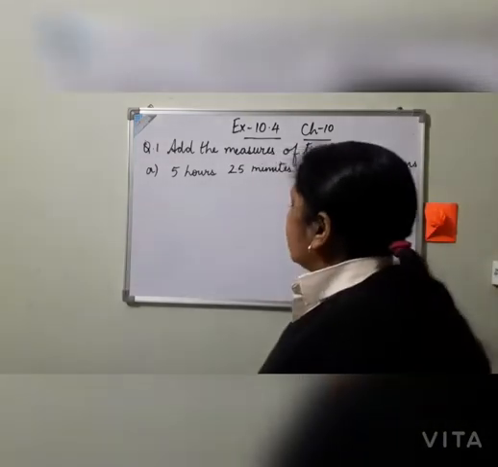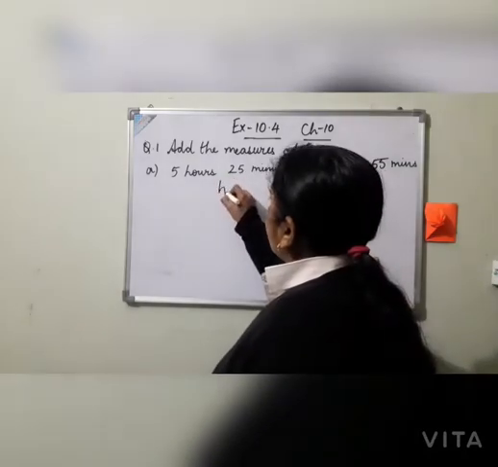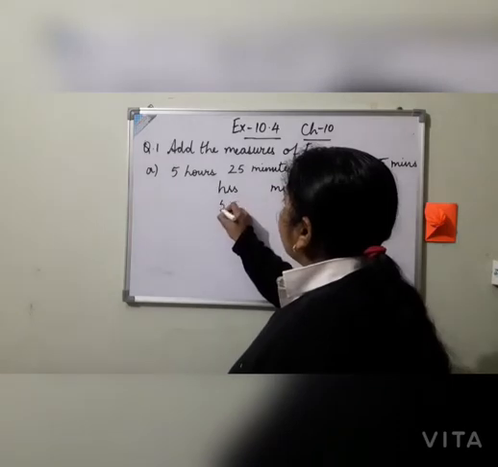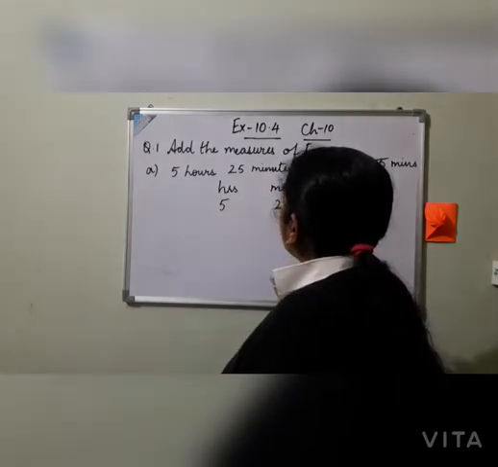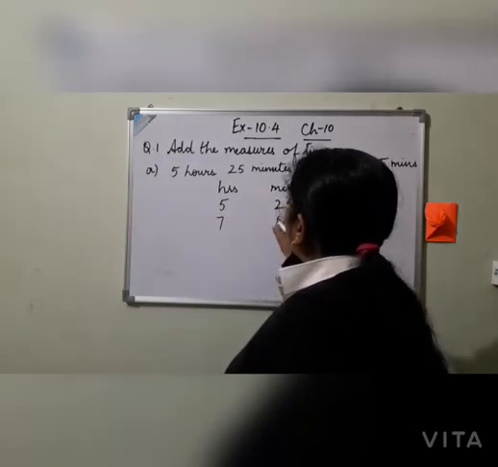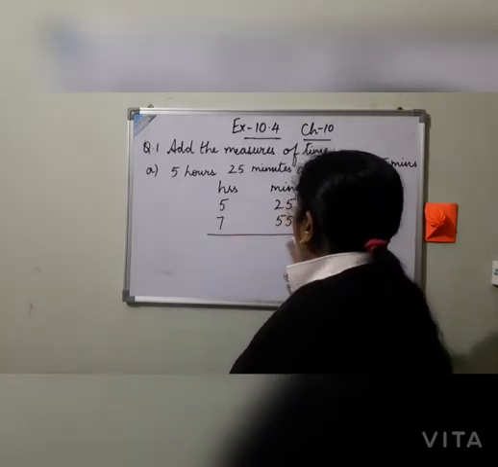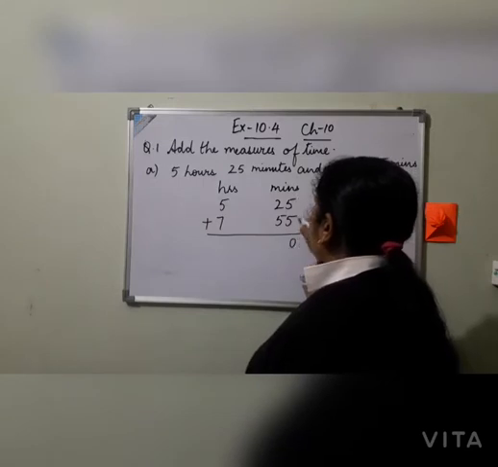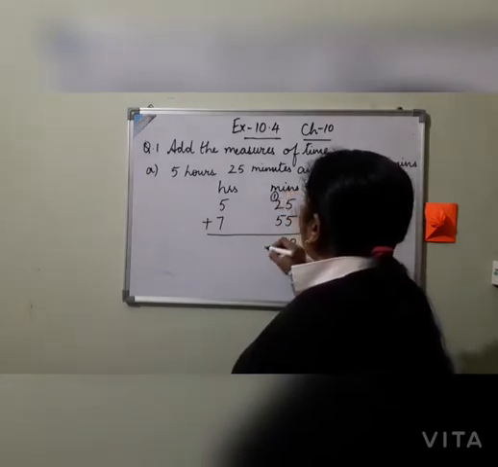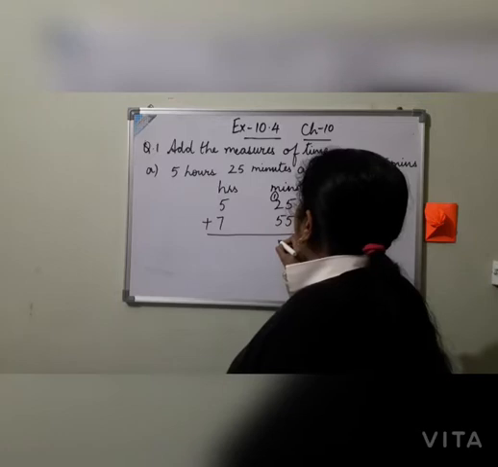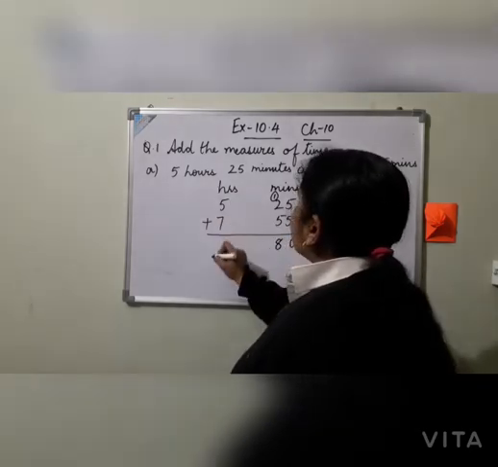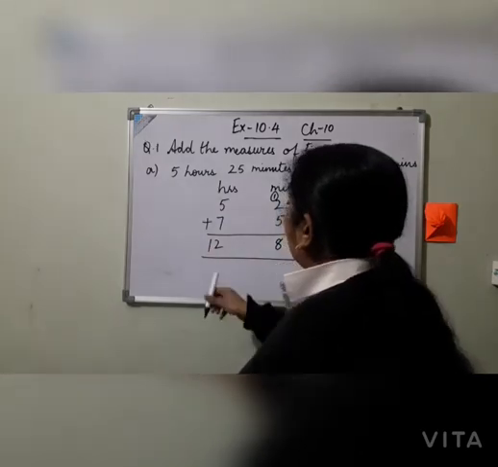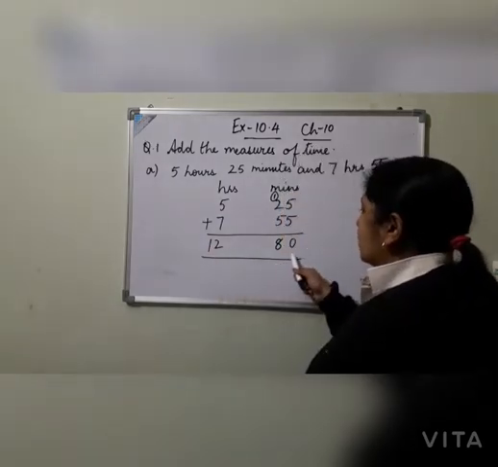For this, first we will write hours and minutes separately in columns, that is 5 hours 25 minutes and 7 hours 55 minutes. Now this is simple addition. Let's see, 5 plus 5 is 10, 1 carry, 1 plus 2, 3 plus 5, 8, and 5 plus 7 is 12. Now children, you have got 12 hours 80 minutes.